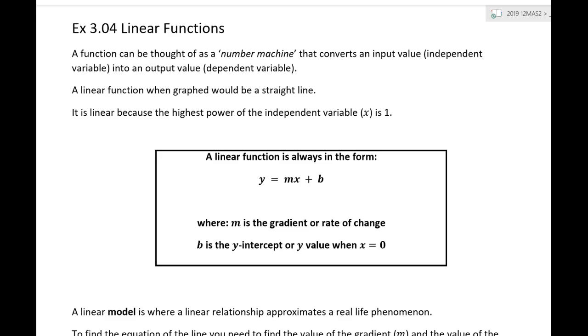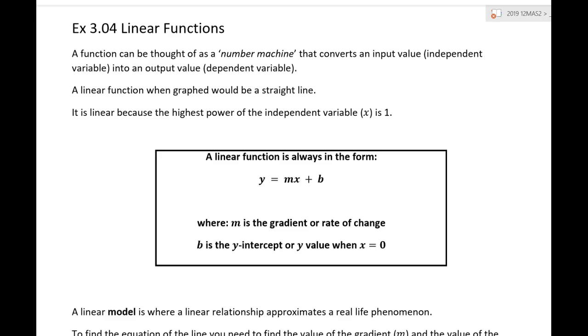Now when we talk about linear things in mathematics, typically we mean a straight line. Okay, so we're talking about some sort of function, some sort of graph that has a straight line. Now the equation of such a function should take this form: y equals mx plus b. If it's not expressed in such a way, we should be able to rearrange it such that it is.